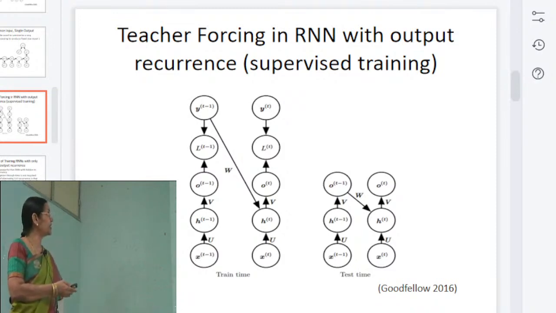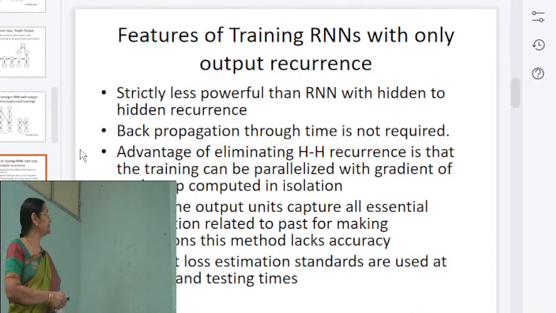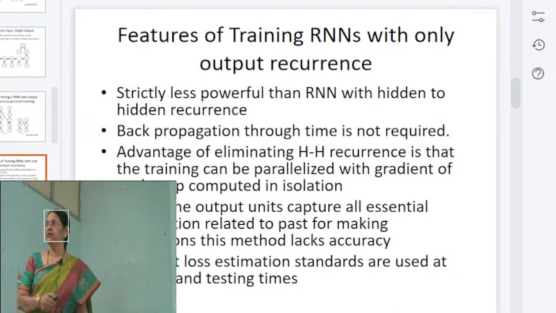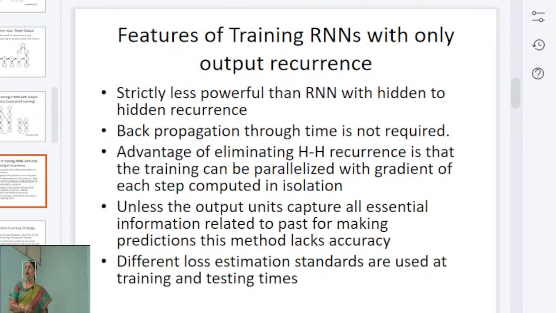Okay? So, the features of training RNN with only output recurrence. Previously we discussed the hidden state recurrence. Now we have shifted to output recurrence in order to gain time and memory. Here they are strictly less powerful than RNN with hidden to hidden recurrence. That is what I am saying. It is the most powerful one if you have feedback from the previous hidden state, but it is expensive. That is why we are moving towards taking the feedback from the output. So the back propagation algorithm through time is not required here.